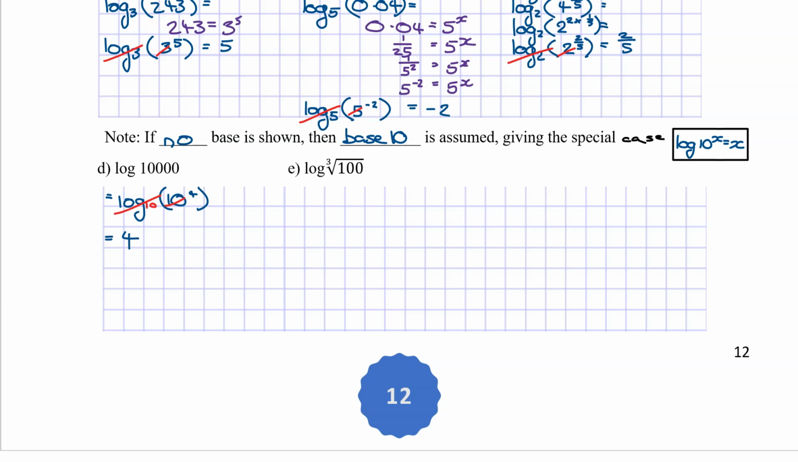Now over in E, we've got log of the cube root of 100. So we can rewrite this as log of 10 squared, all to the cube root, and then we can go log 10 to the power of 2/3, like so. And then because the base 10 is assumed or implied, the bases and the logarithm cancel. So we're simply left with 2/3.